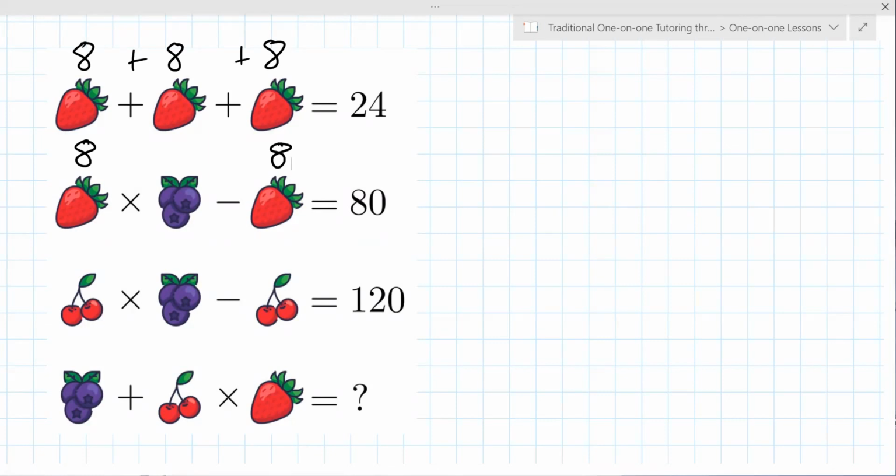It's 11. Yeah, excellent. So that's 11, right? This last one's the hardest one of them all, because you don't know this value here, but you have to multiply by 11 and then subtract the same value to get 120.